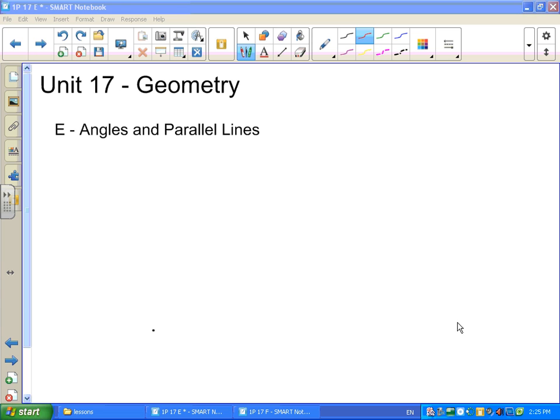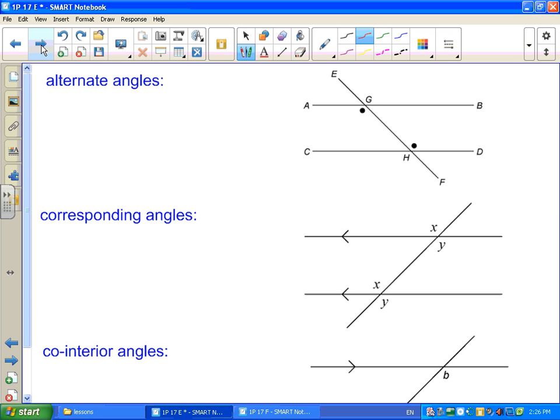This is our next lesson in Unit 17. We're going to look at some material out of Box E here, angles and parallel lines. So there are three basic things that you need to know, or you need to recognize, when you see two lines that are parallel, okay, that have a third line. This third line here is called a transversal that comes down and it crosses both of them.